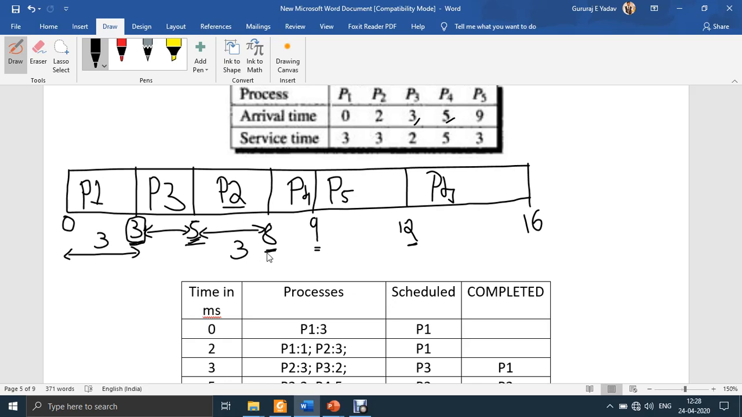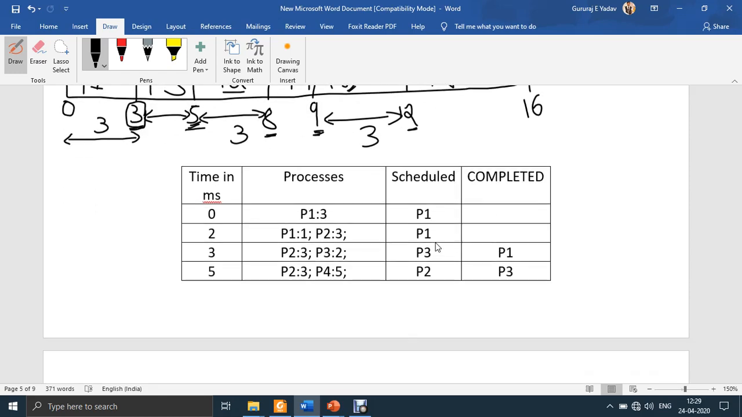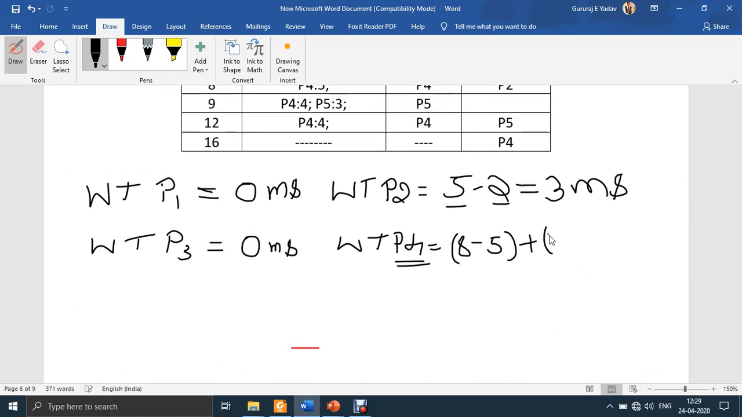Again, from 8 it was scheduled up to 9. So at 9 it was preempted because P5, whose execution time was less than P4, was given the chance. So from 9 till 12, again it waited. How much time? 3 milliseconds. So from 9 to 12, P4 again waited to get its chance to execute. Where will it wait? In the ready queue only. So it is plus. It started to wait from 9 milliseconds, and it got the chance at 12.